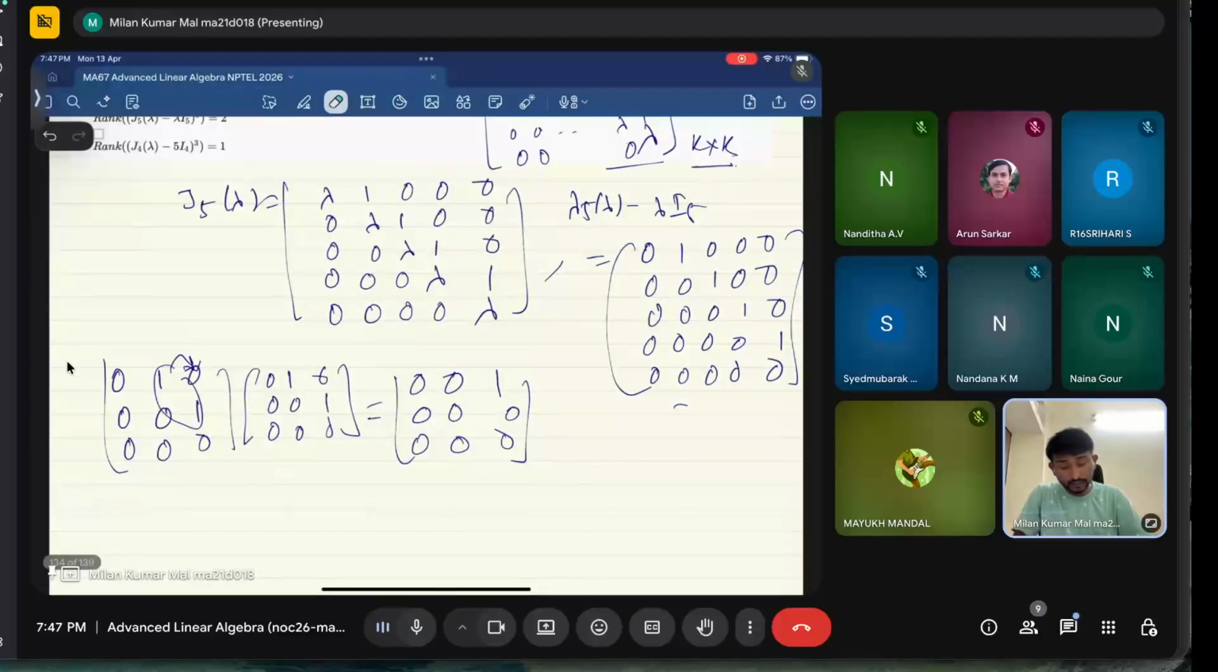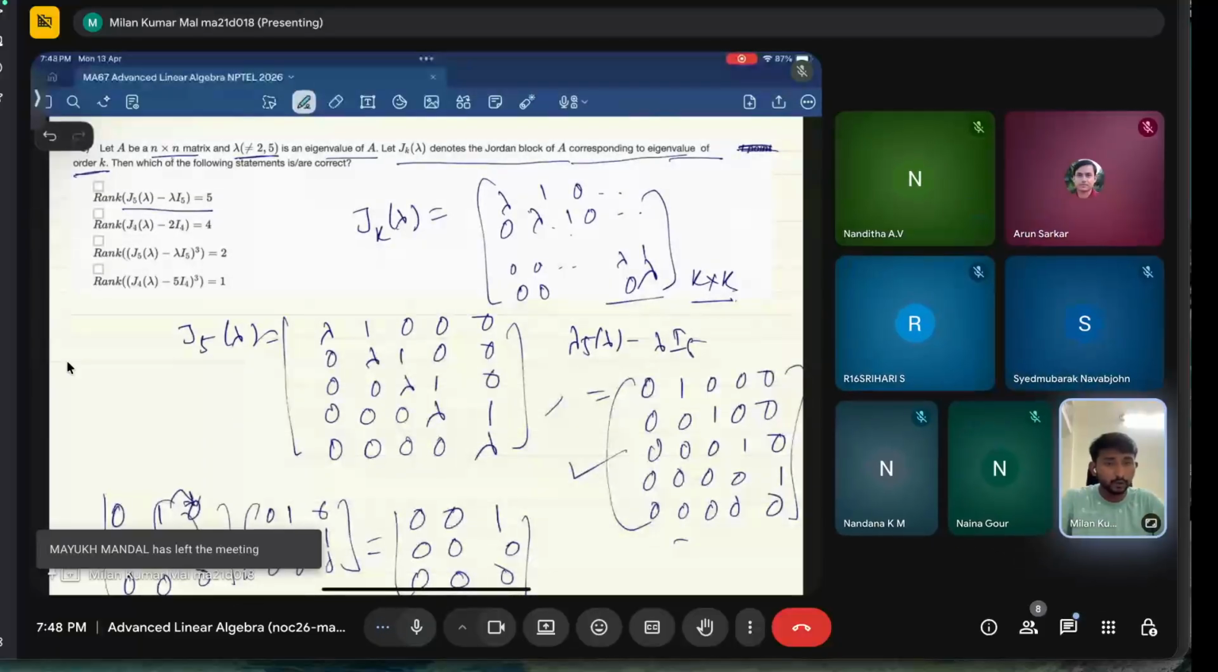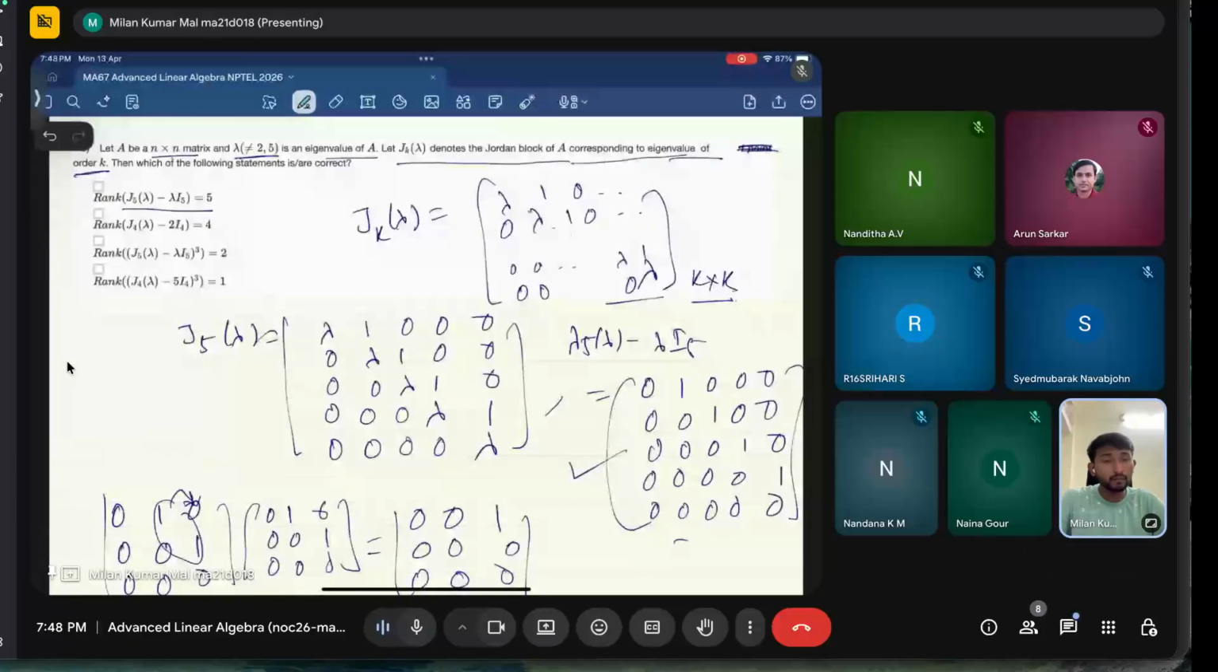Okay, so what is the question here? It is given that the rank of J5 minus lambda is 5. But it is already in row reduced echelon form, there is no doubt about this, because each row has a leading entry 1, and if an entry is the leading entry of some row, then all other entries in that column are 0. In row reduced form, the rank of a matrix is the number of non-zero rows. The number of non-zero rows is 4, but here it is written 5. So this option is not correct.